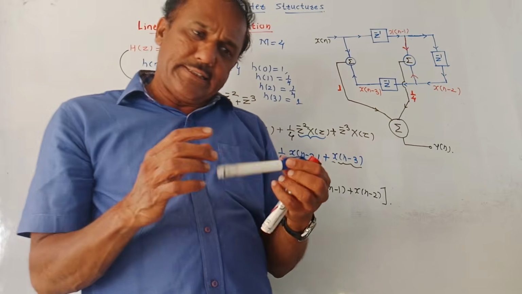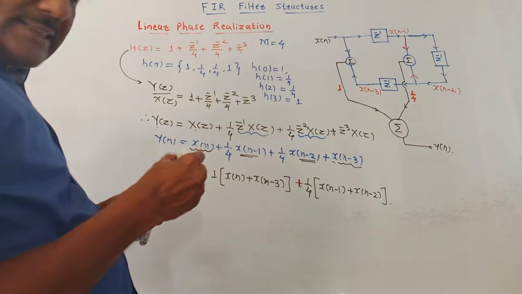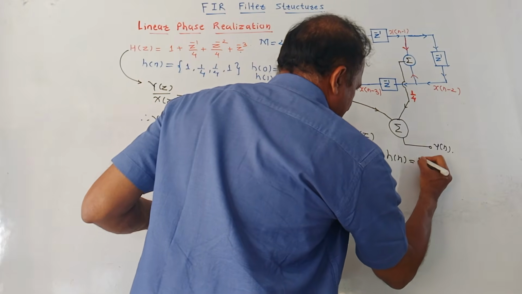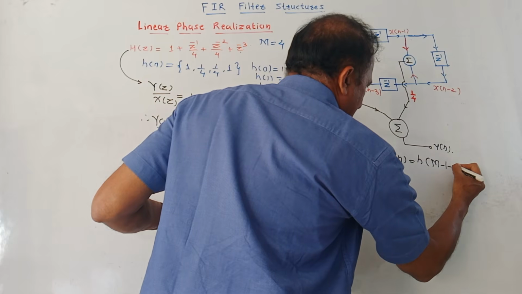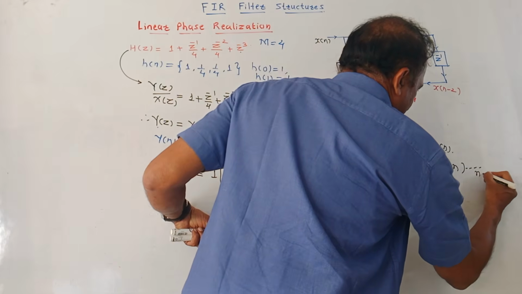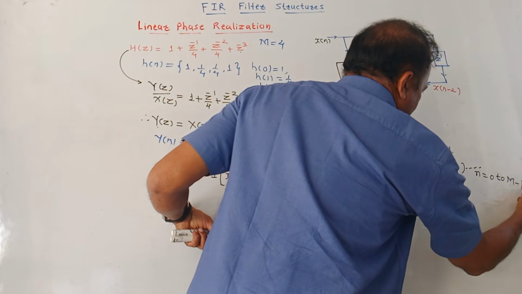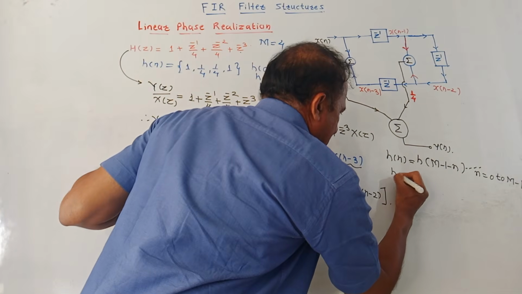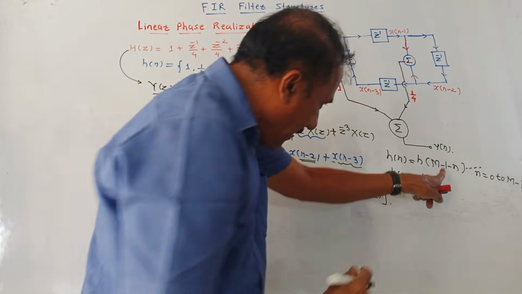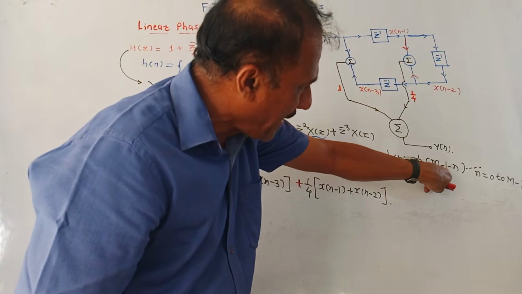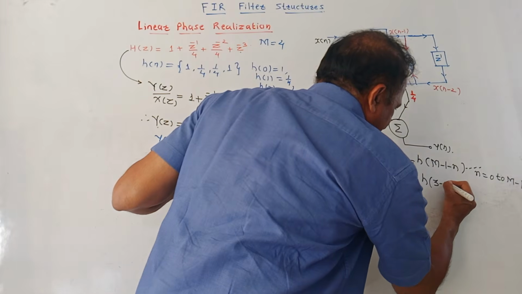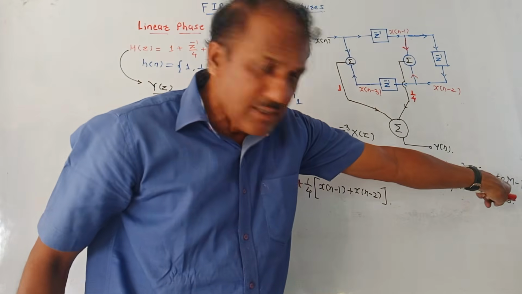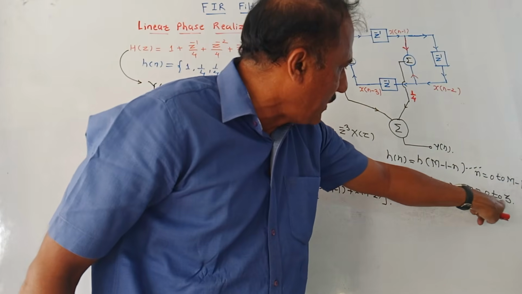Now, one important concept. This type of structure is satisfying the symmetry condition. The symmetry condition is given by h of n is equals to h of m minus 1 minus n, and range of n is 0 to m minus 1. What I said, value of m in this case is 4. So I will simply put this value. So it becomes h of n is equals to h of 4 minus 1 minus n. That means 3 minus n. And range of n will be 0 to 3. Why 3? Because it is 0 to m minus 1. M is 4. So it will be 0 to 3.